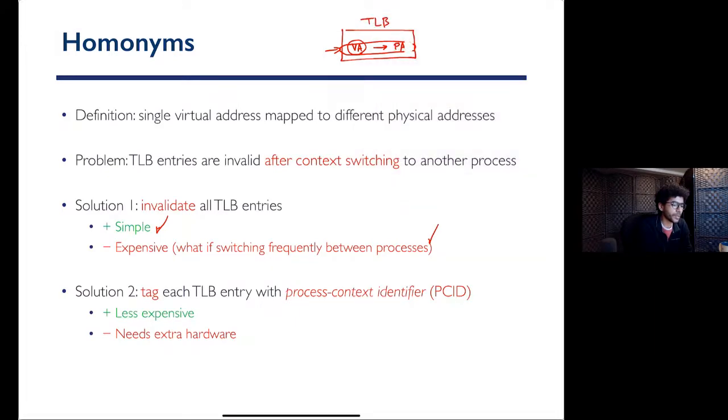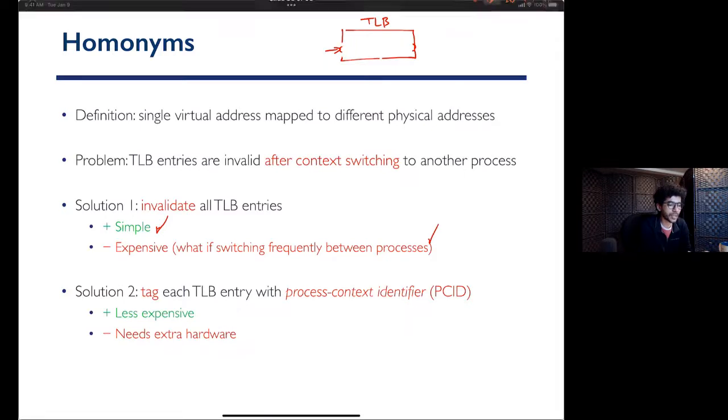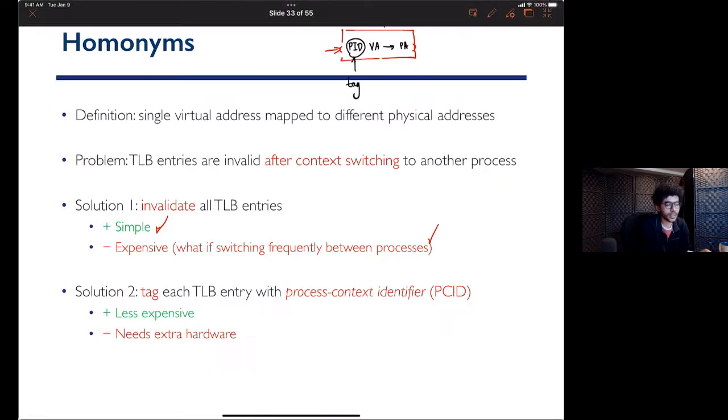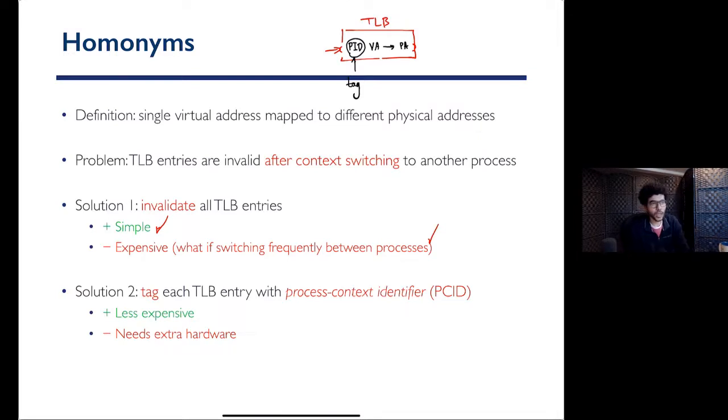Now, another approach is, instead of just saving a virtual to physical address translation, I can tag my process ID to my virtual address to physical address translation. So this is a tag, very similar to the tags that we talked about previously. It has a different name. It's called Process Context Identifier, PCID, but in essence it's just a PID.